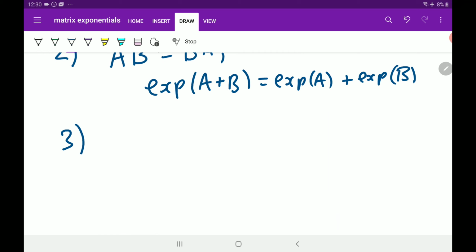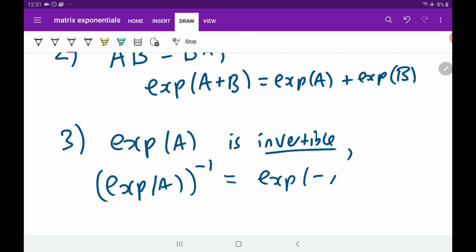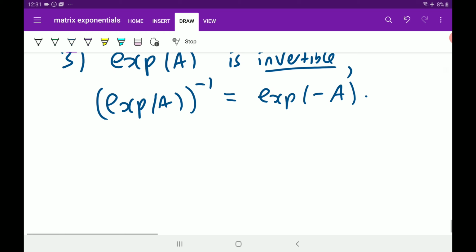So the third fundamental property is that the exponential of A is invertible, and the inverse is given by the exponential of minus A. This is true even if A is not invertible.